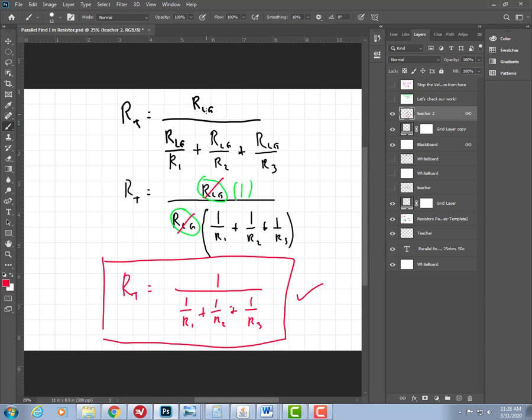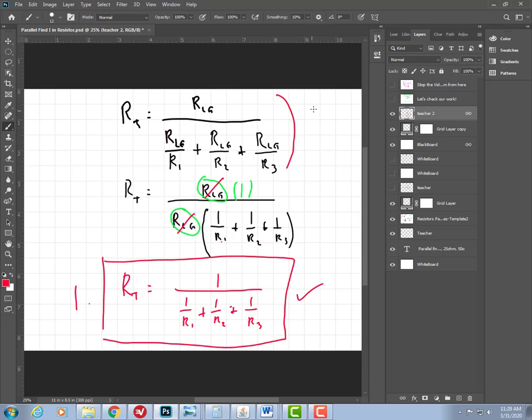Okay, so in this scenario up here, what has happened is we multiplied this original formula by 1, which is R large over R large. After you do that, you can expand this relationship here. R large times 1 over R1 equals R large over R1. R large times 1 over R2 equals R large over R2. And R large times 1 over R3 equals R large over R3.